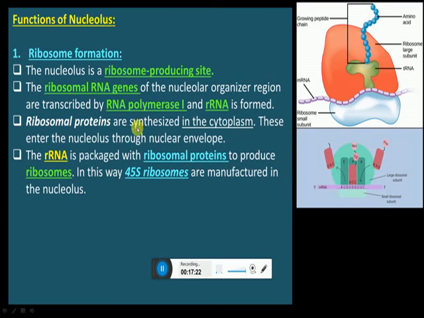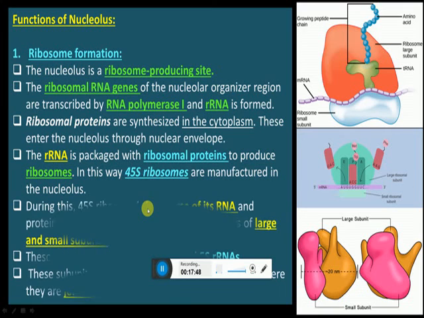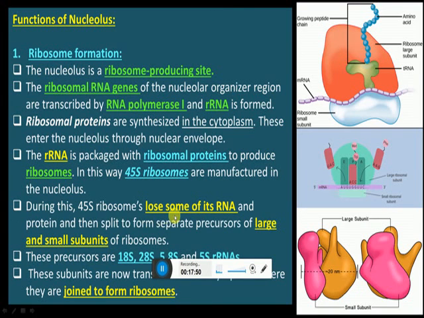Ribosomal proteins are synthesized in the cytoplasm. These proteins are synthesized outside the nucleus, and they enter the nucleus through the nuclear pores of the nuclear envelope. The rRNA is packaged with those ribosomal proteins which come from the cytoplasm. So rRNA and ribosomal proteins combine to form ribosomes. In this way, 45S precursors are manufactured in the nucleus. During this, the 45S loses some of its RNA. Then it gets split into separate precursors.